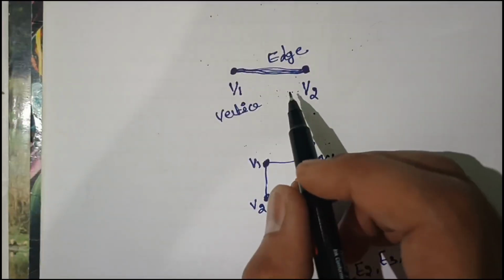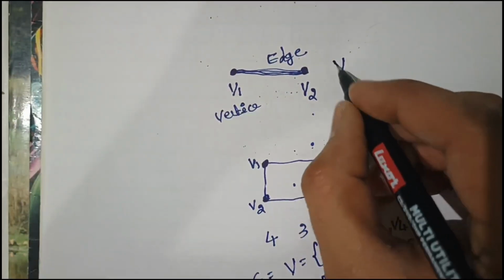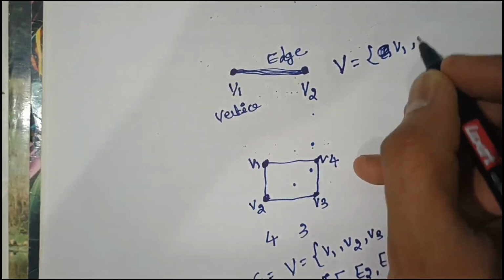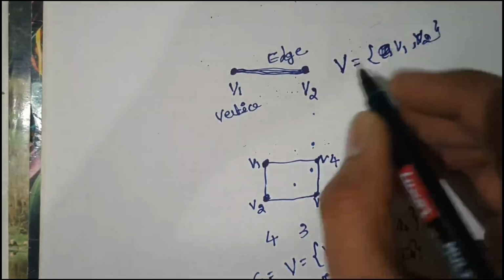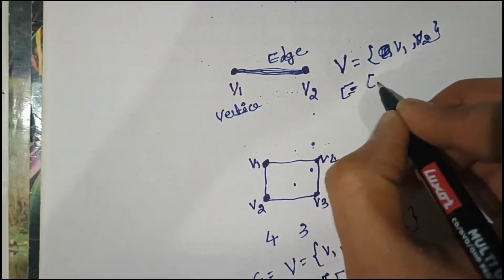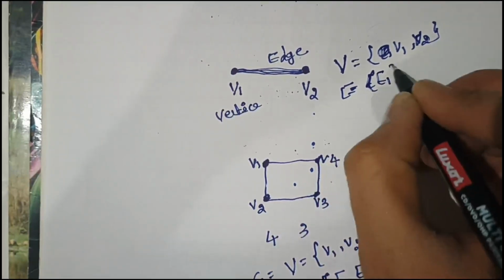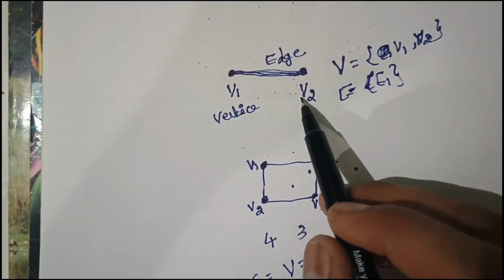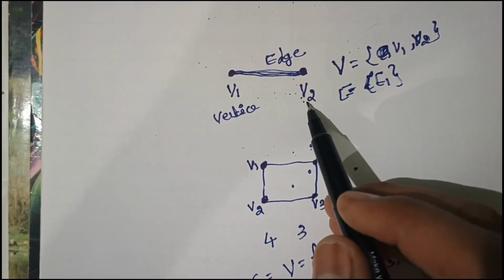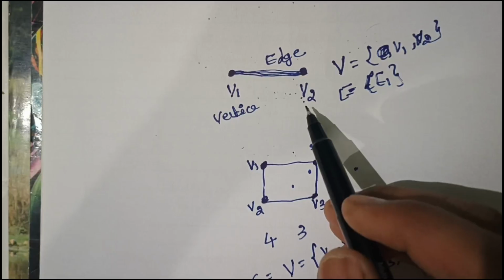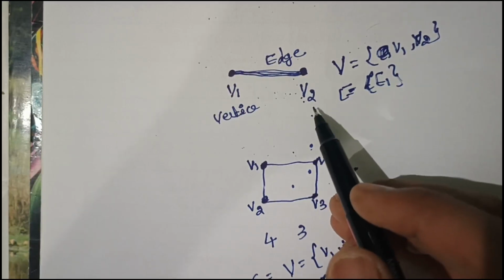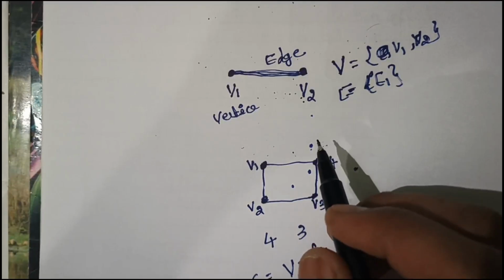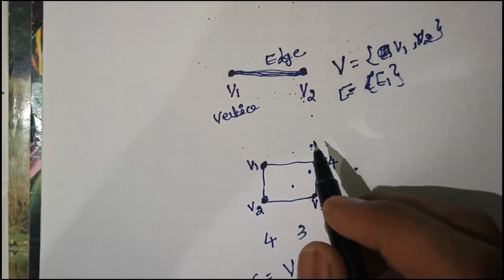For the earlier example, we write V = {V1, V2} and edges E = {E1}. The graph contains a set of vertices and edges, and that we call a graph. All three definitions are there. The definitions are different, but the meaning is the same.